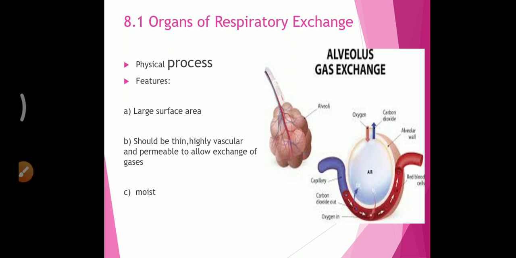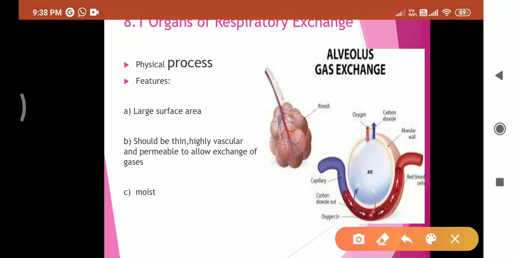When we respire, it needs to circulate also. Okay, so here we are talking about the respiratory organs. Respiration is a simple physical process. For efficient gas exchange, the respiratory surface should have the following features. Which features are required?